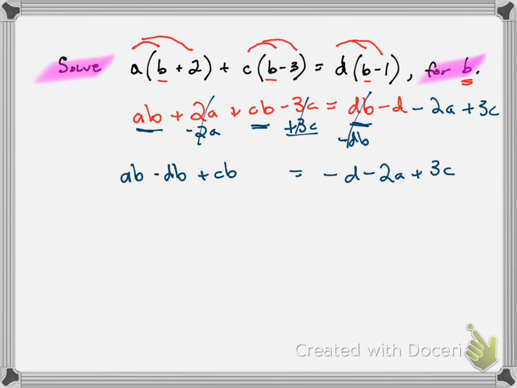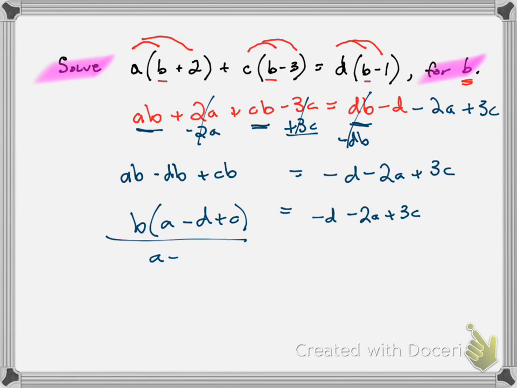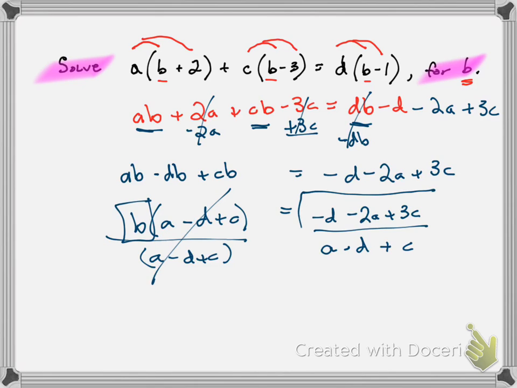We're solving for b. I'll factor out a b. b times the quantity a minus d plus c is equal to negative d minus 2a plus 3c. Last but not least, I'll divide. And I now have isolated b, which was the goal all along.